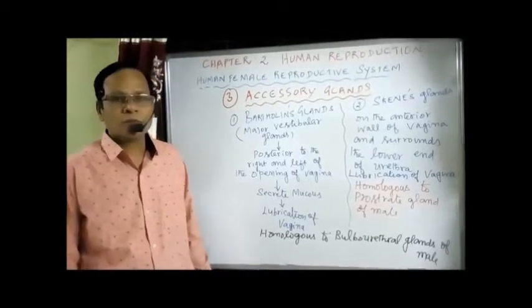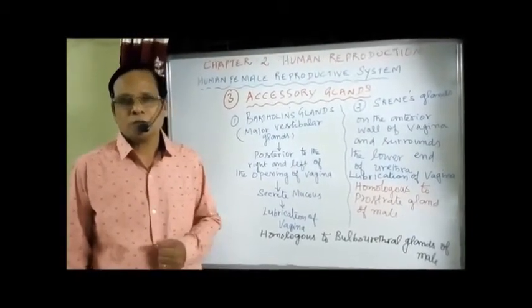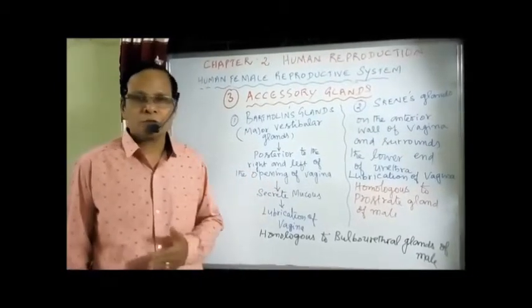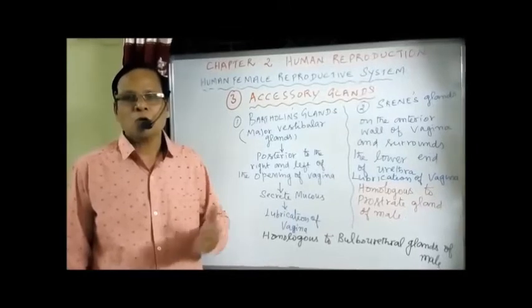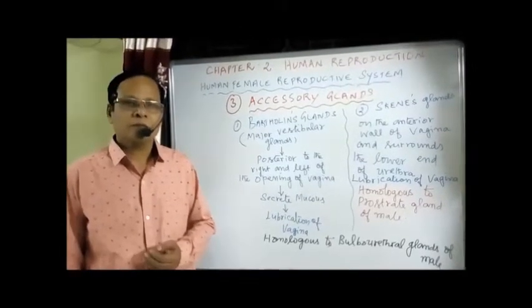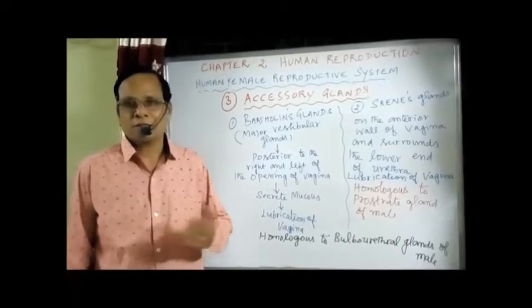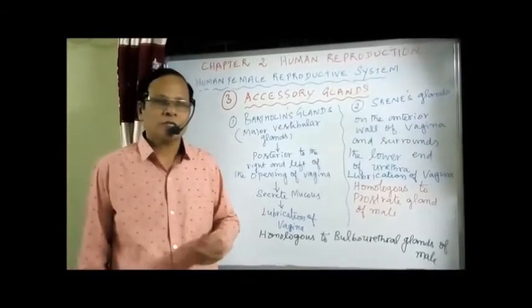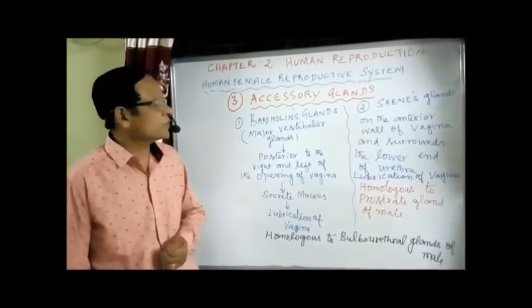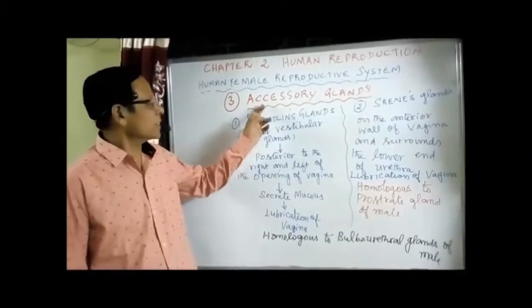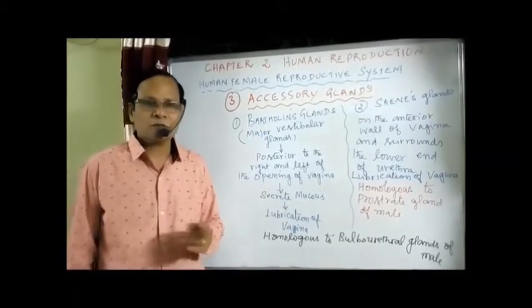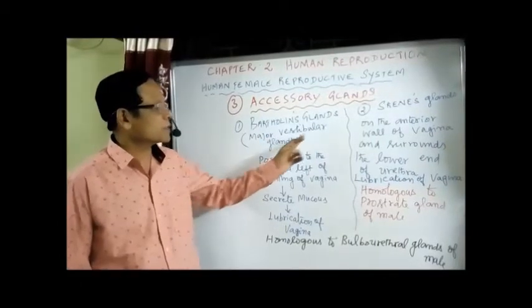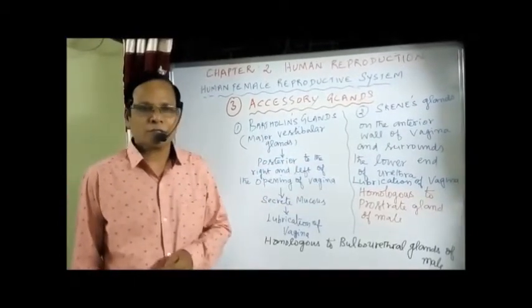Dear students, yesterday we were talking about the female reproductive system. The various components of the female reproductive system include: number 1, the ovaries, the primary sex organ. Number 2, the accessory ducts or accessory organs, including the fallopian tube, uterus and vagina. Now the third component is the accessory glands, the glands associated with the female reproductive system. As per our syllabus, there are 2 glands associated with the female reproductive system.